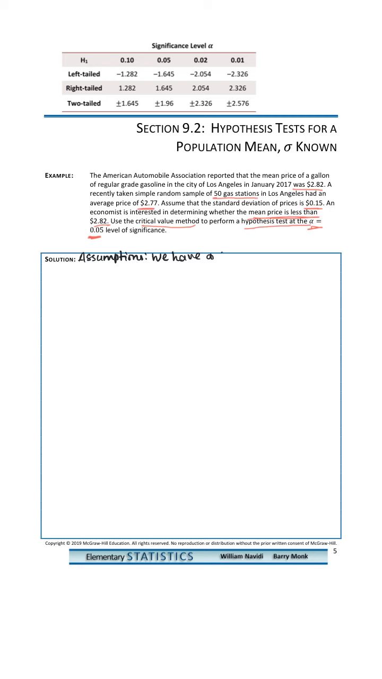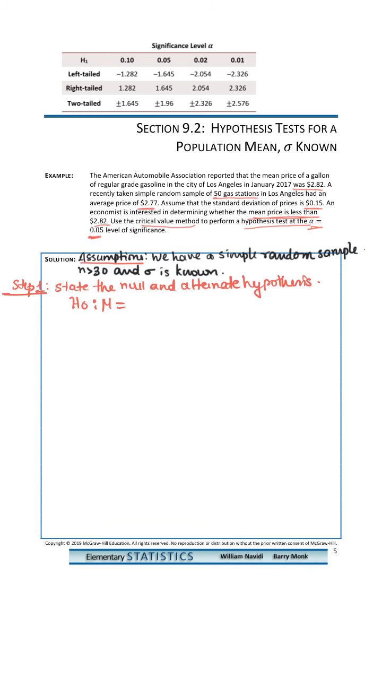So first, check the assumptions. We have a simple random sample. The sample size is greater than 30 and the population standard deviation is known. So the assumptions are satisfied. Step 1: State the null and alternate hypothesis. Alternate hypothesis: mu less than 2.82.